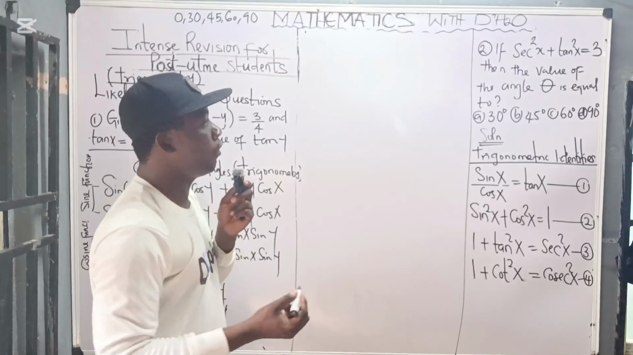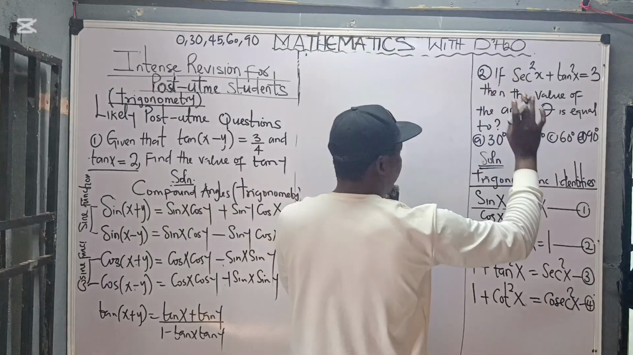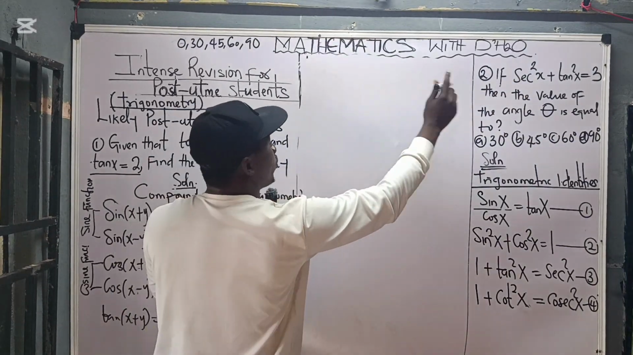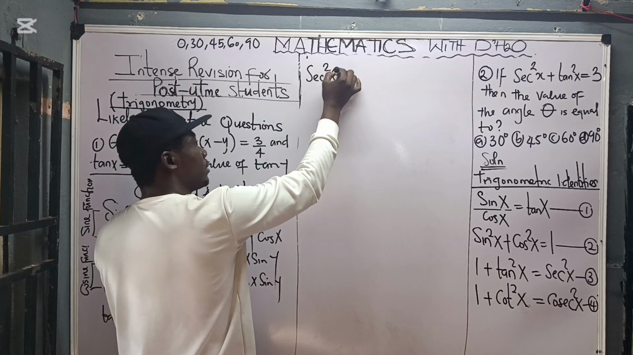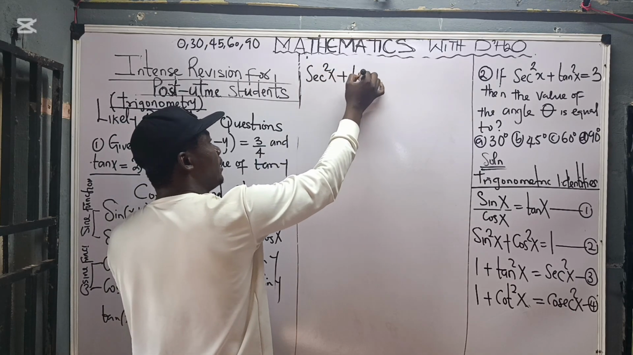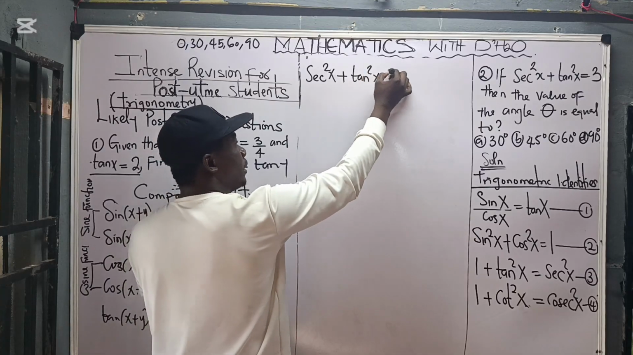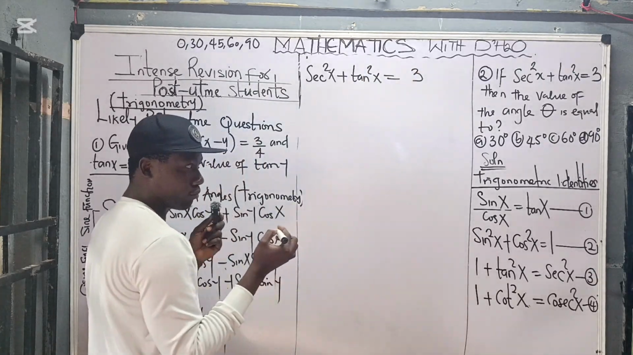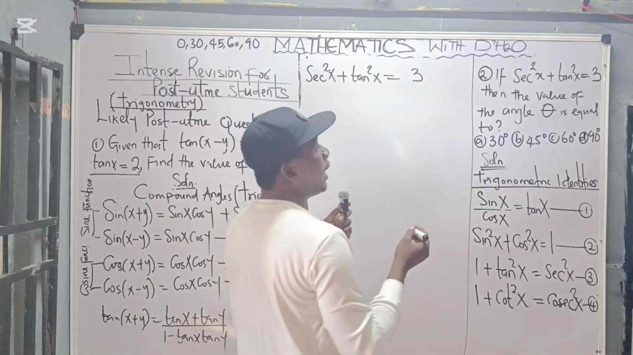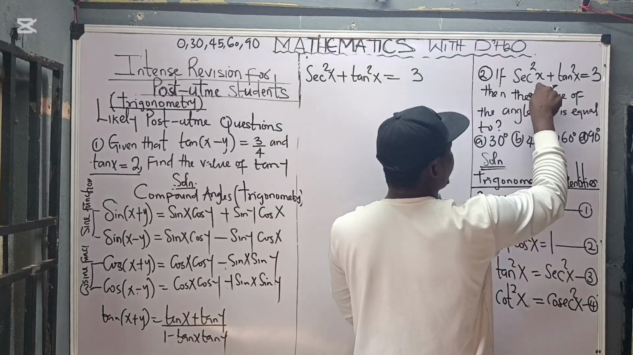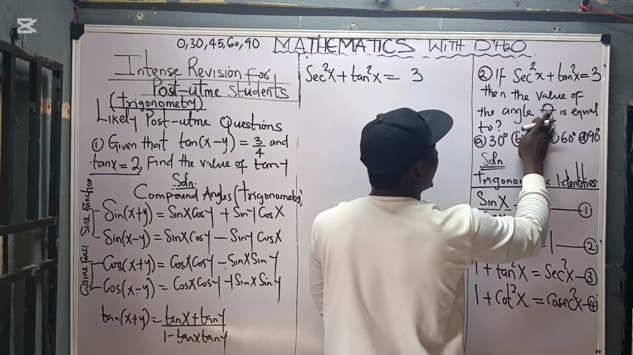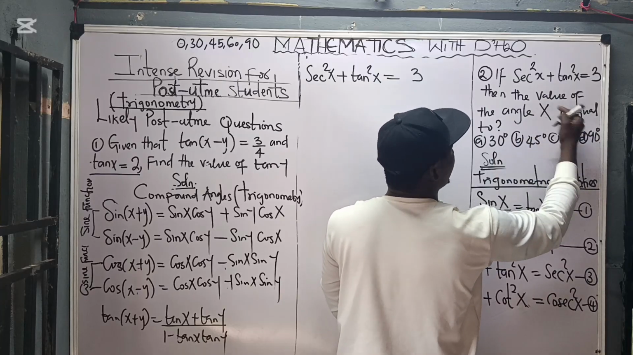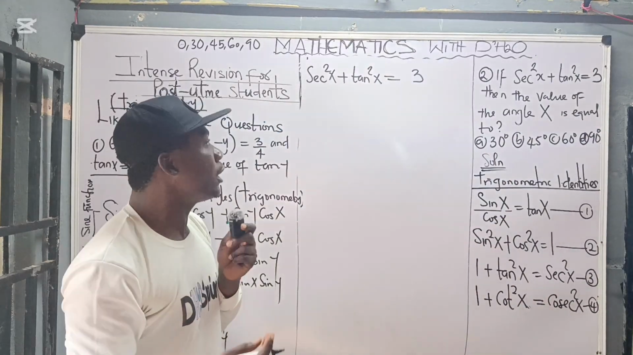Let's solve this particular question. It is very easy. Remember, according to the question, they said that sec square x plus tan square x is equal to what? 3. Now we should find the value of the angle theta. They meant we should find the value of x. So you can even say that then the value of the angle x is equal to what? Yes, that's what they meant.